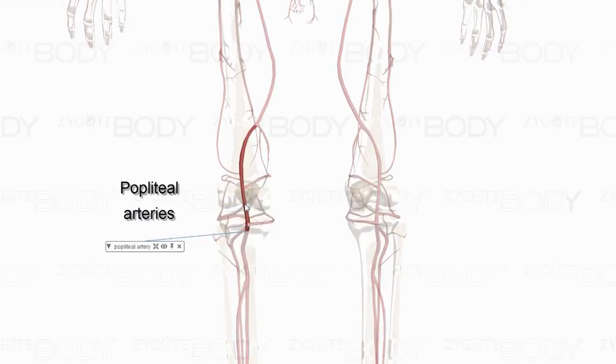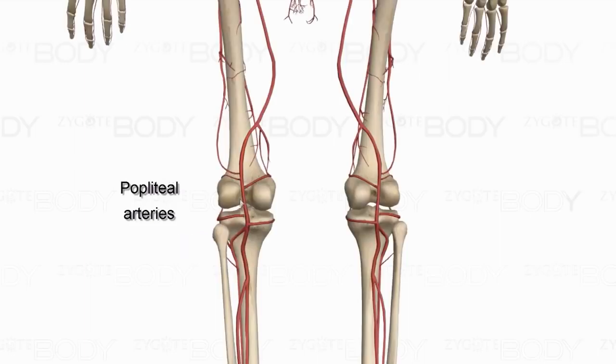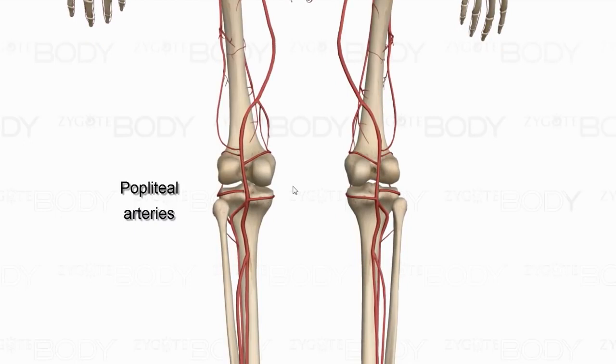So here's the popliteal artery. And that's going to be found in the popliteal fossa of the knee. Okay, the best way to remember that is, if you bend and your knees pop, that's your popliteal region.